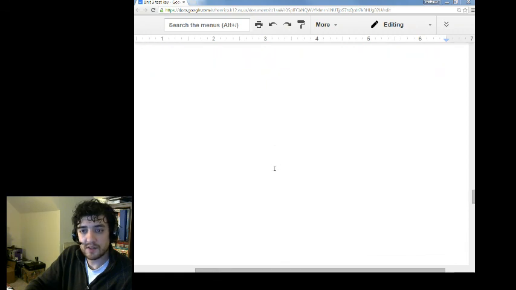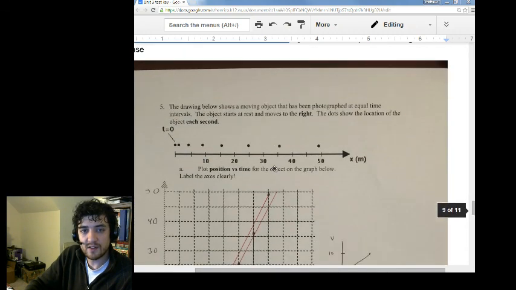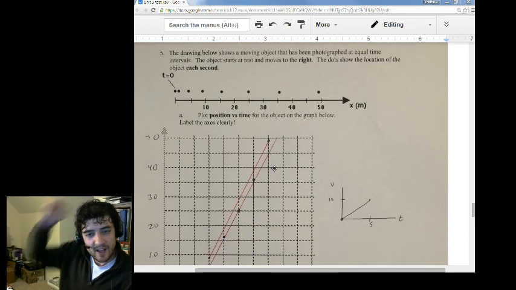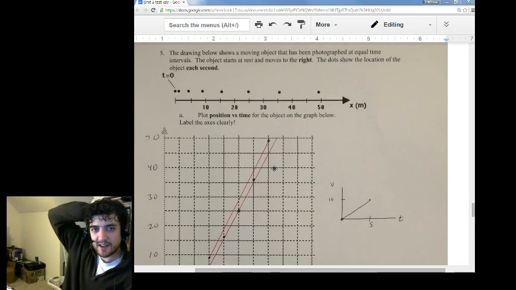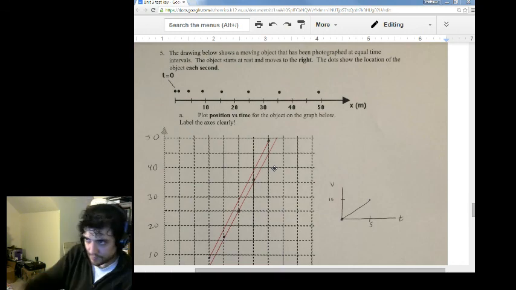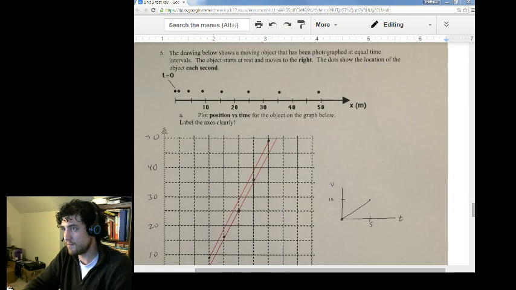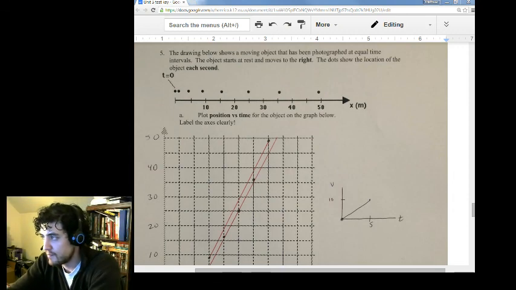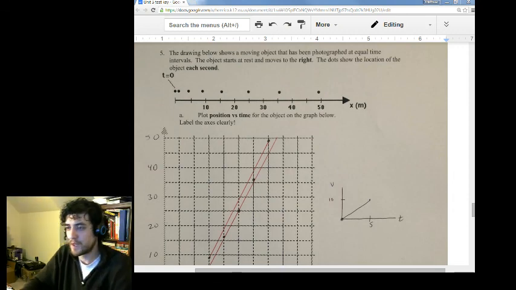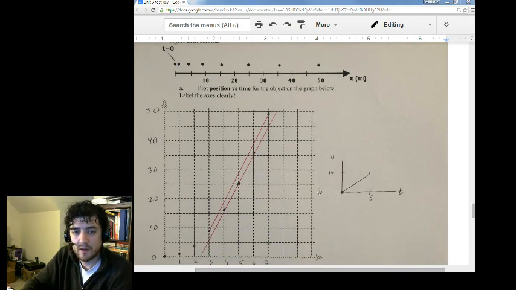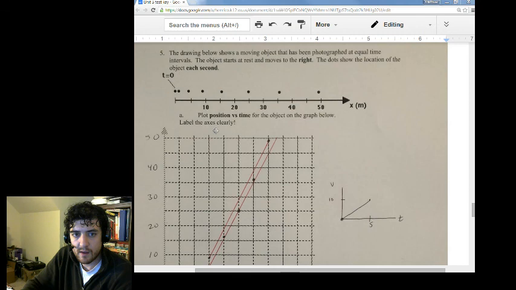Irritating that there's all these blank pages. Okay, this guy. Still doing all right? Okay.